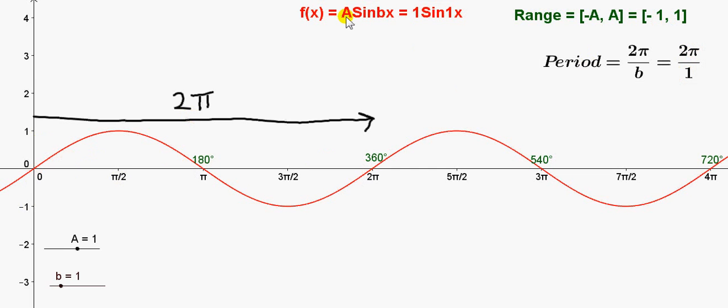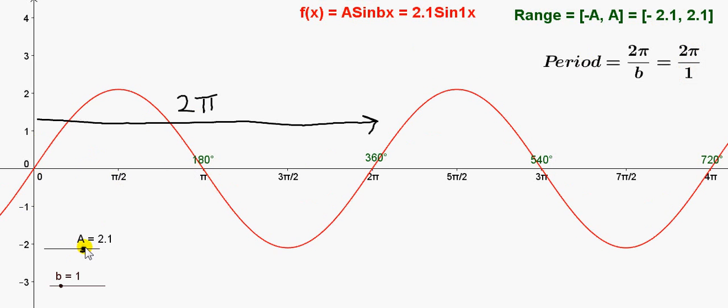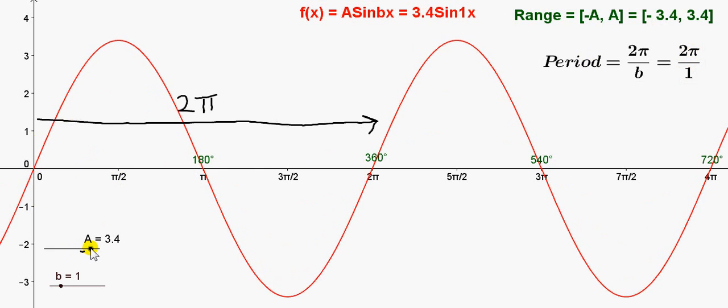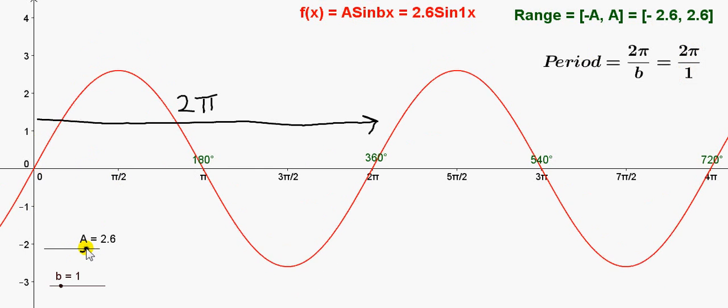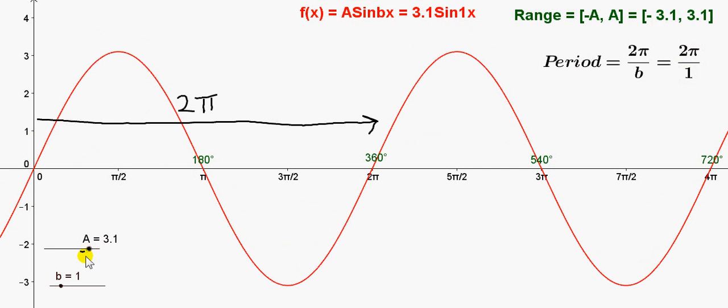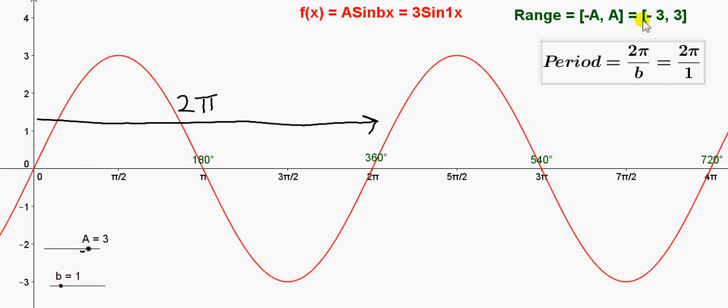Now let's change the value of a. So we're changing the number in front of sine. So if we increase a, you can see what's happening. We're increasing the range of the function. So for example, when a is 3, we see that the range is from -3 to +3. So basically we're multiplying all the values of sine of x by 3.